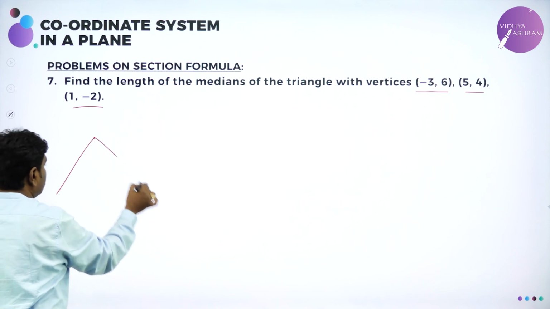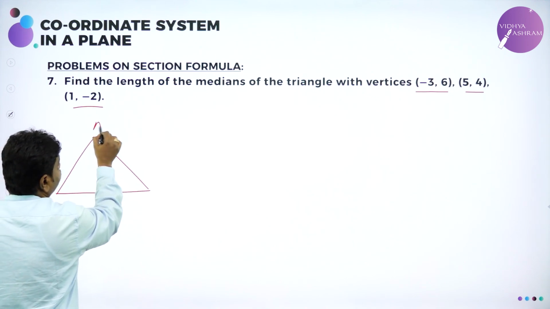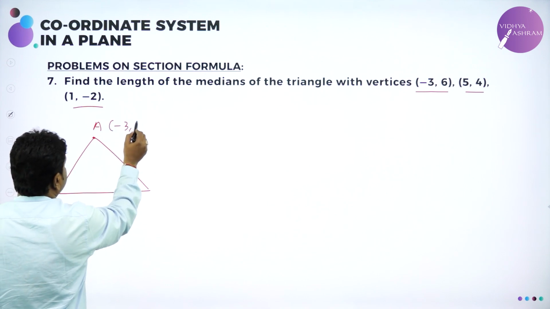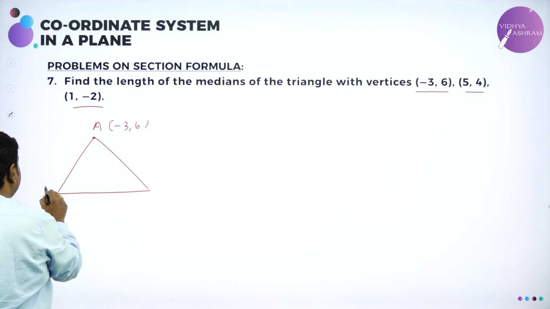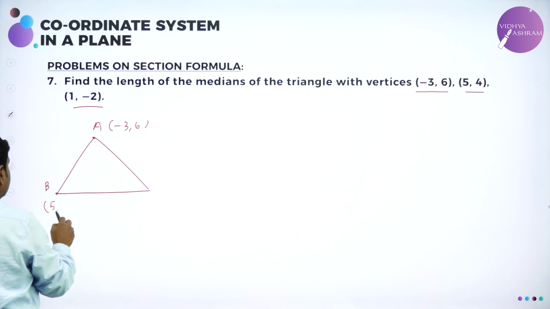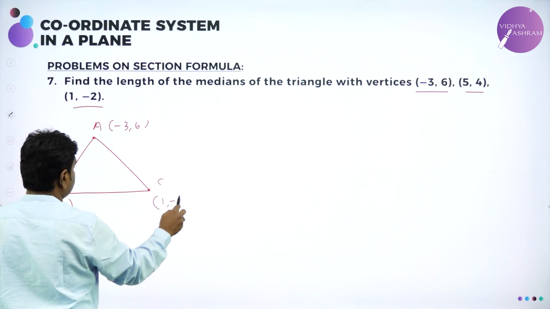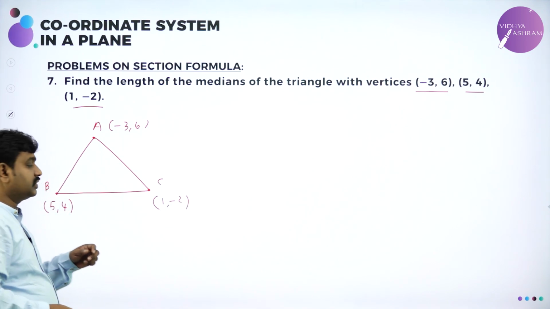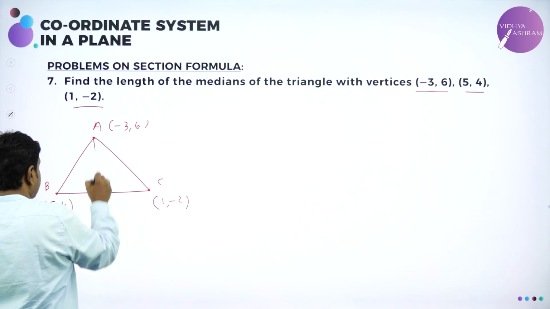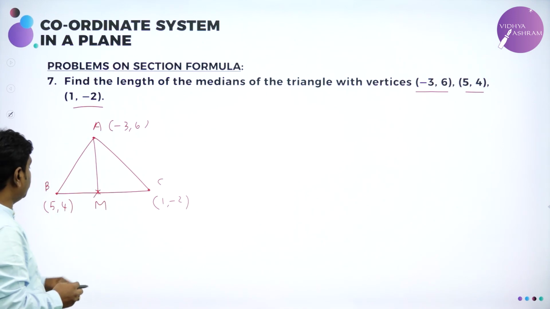So now if I draw a triangle, they want the length of medians of the triangle. So we can draw 3 medians. We have to find the 3 medians' length. So first they gave A, minus 3 comma 6. Then they gave B, 5 comma 4. Then they gave C, 1 comma minus 2. Now they want you to find the length of medians. So the first median I will take as AM, where M is the midpoint of BC.